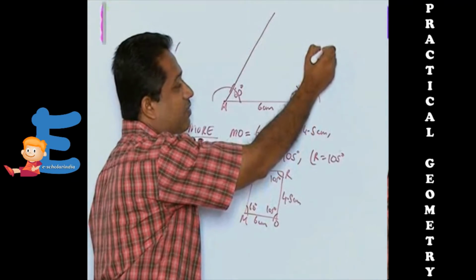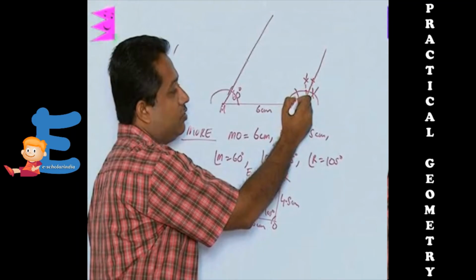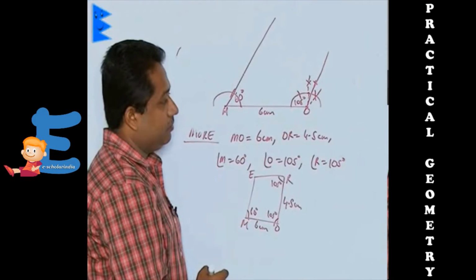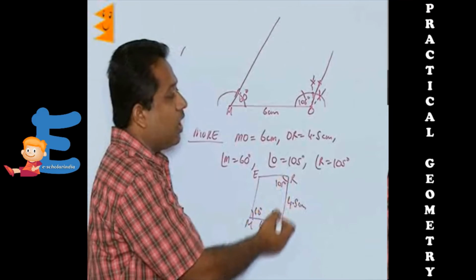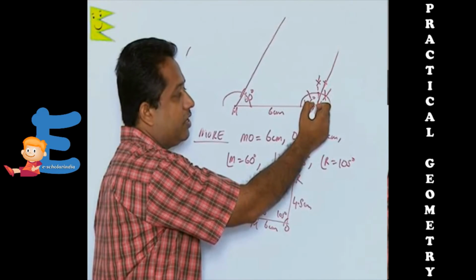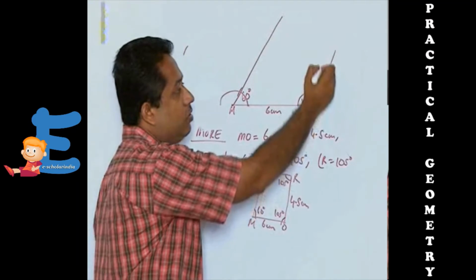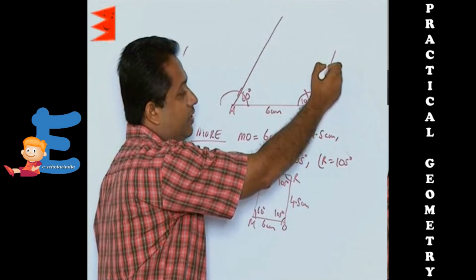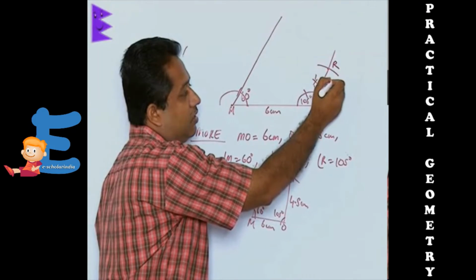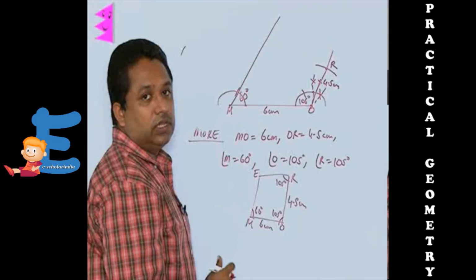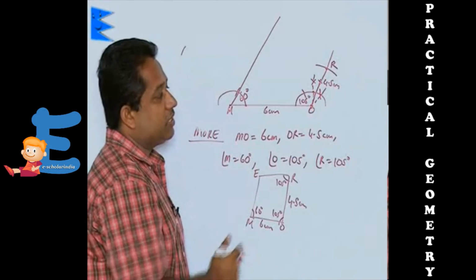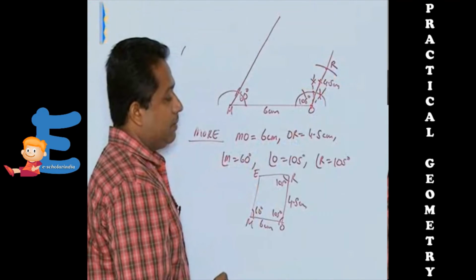Extend this. That will become 105 degrees. So we've got 60 on this side. We've got 105 on the other side. The length of OR is given as 4.5 centimeter. So taking a radius of 4.5 centimeter, from O you are going to cut an arc. This point of intersection will be represented by R. From here, with the help of a compass, the compass is stretched to a length of 4.5 centimeter after measuring it on a scale, and this point R is obtained.